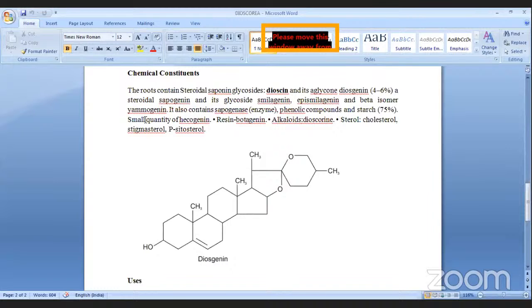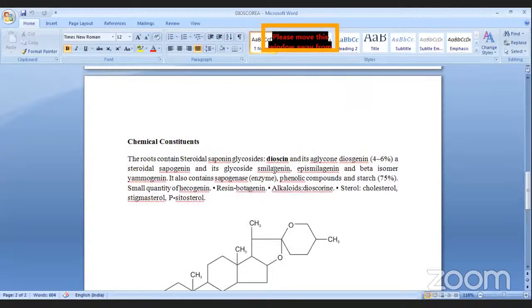The tubers are also rich in glycosides and phenolic compounds. It also contains an alkaloid dioscorine, resin, botogenin, and also small amounts of hecogenin. And apart from this, it contains cholesterol and sigmasterol.